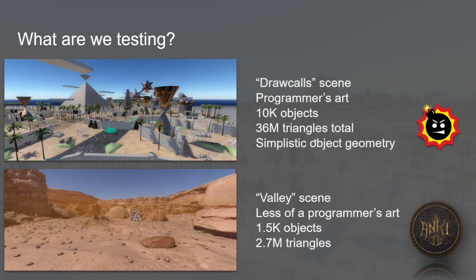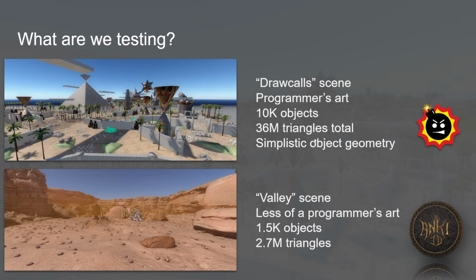And now we arrive at the final chapter, which is some numbers. But first, let's show the two scenes that we used for benchmarking. The first is an abstract programmer's art scene with 10K objects and around 36 million triangles in total. The objects have very simple geometry, but there are many of them. And yes, it looks like a level taken from an earlier Serious Sam game. Yeah, I'm a big fan of those games.